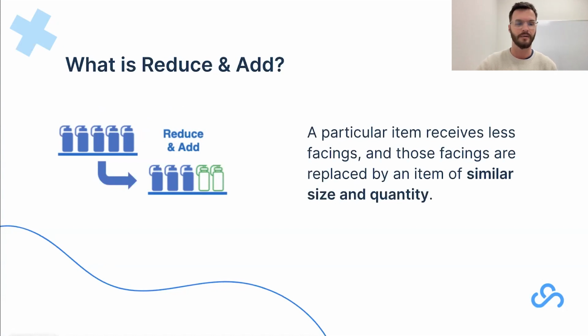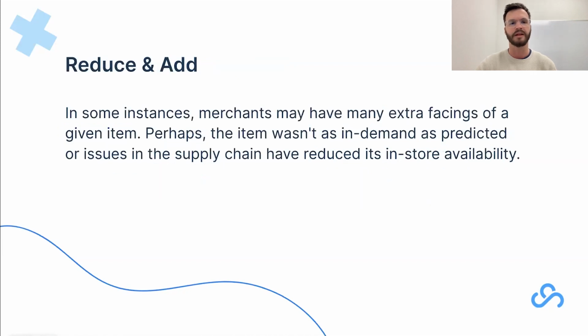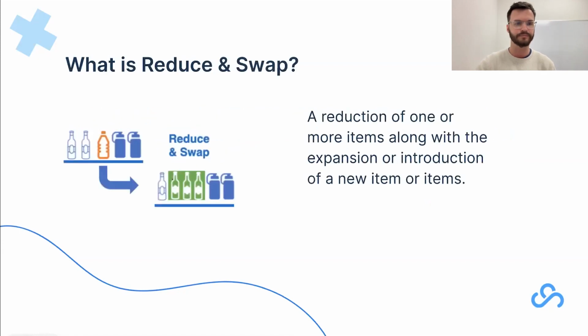That's the graphic example. In some instances, merchants may have many extra facings of a given item. Perhaps the item wasn't as in demand as predicted, or issues in the supply chain have reduced its in-store availability, right? So again, this is a response to COVID. This is a response to the modern supply chain world. All right, reduce and swap.